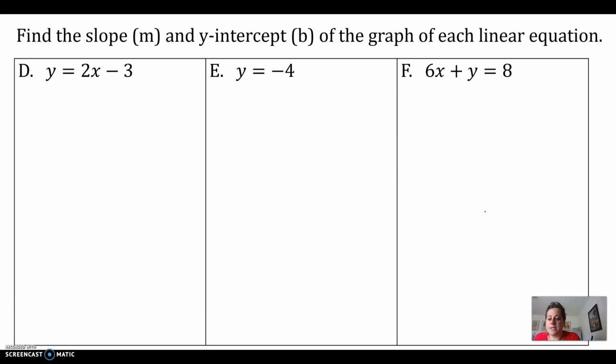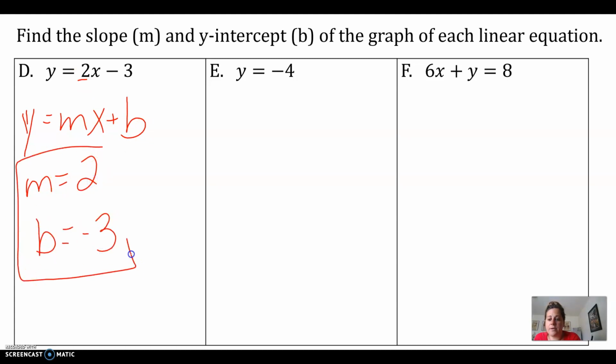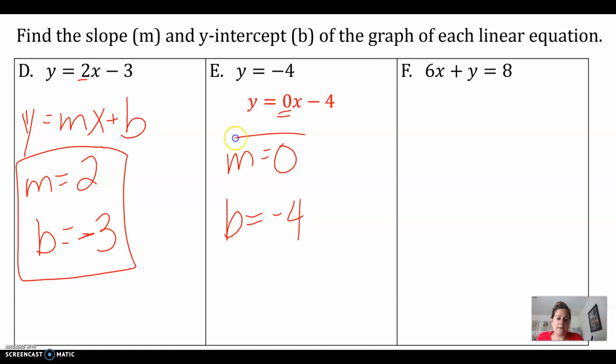Looking at letter D, we have y equals mx plus b. Well, it's already in the correct form. So m would be 2 and b would be -3. Now, letter E, there's something missing. There is no x, which means that there was a 0 in front of the x. So your m is 0 and your b is -4.